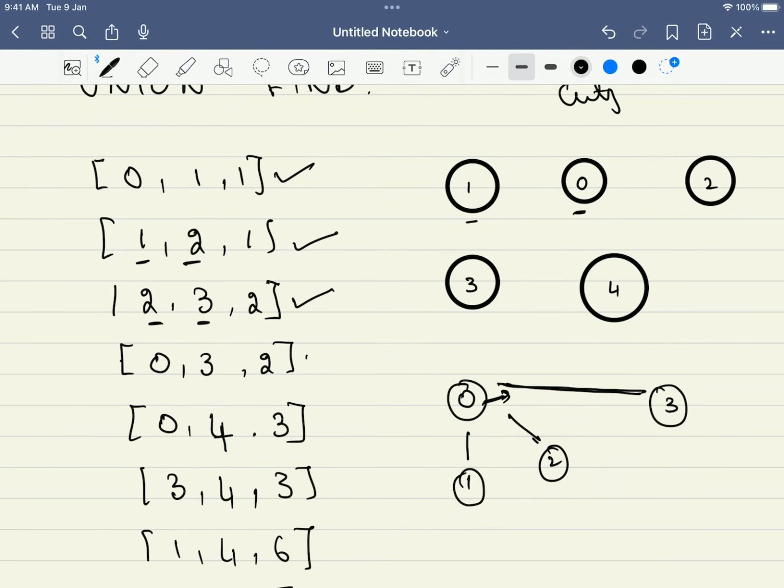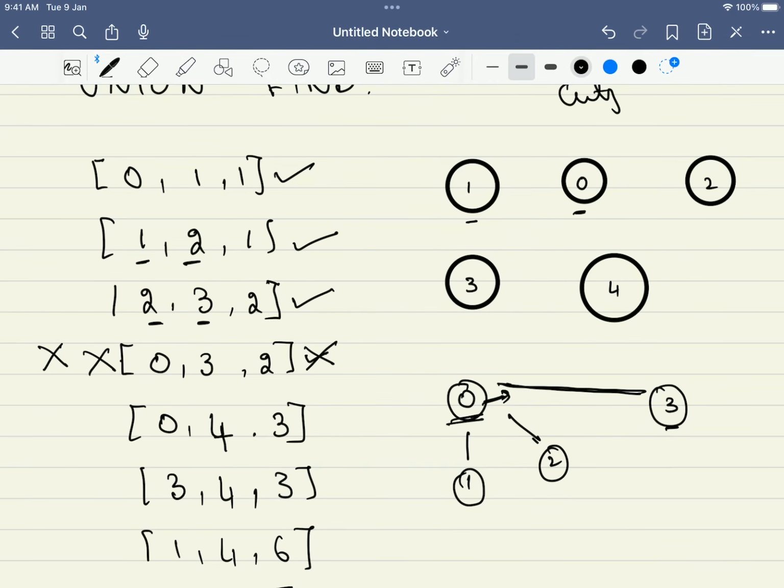Now the next edge, 0 and 3, are going to form a correlation. Now is this possible? No, right? Why? Because 3's head or leader is already 0. So there is no need to form this correlation. So this edge need not be included.